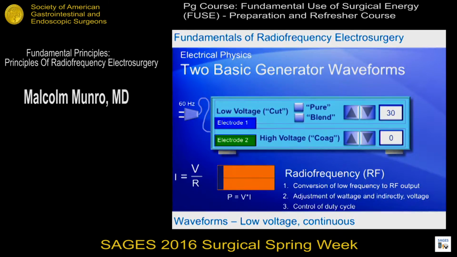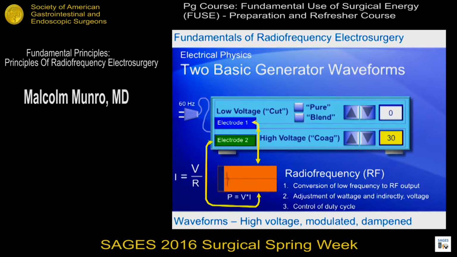So let's go back to our generator. Basically, there are two waveforms that you use. There's modifications of these waveforms, but there's two. The first, and in North America, it's usually the yellow button or the yellow part of the machine, is a low voltage output that you see there. The second is the so-called coagulation output, which is usually coded blue in North America, and it's a high voltage but modulated output, so that at the same wattage, there is less current but more voltage.